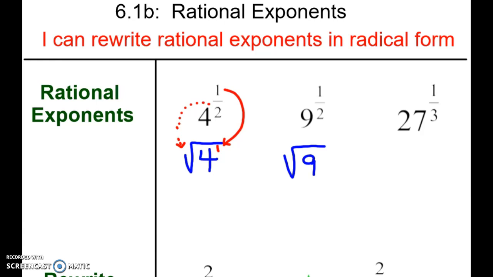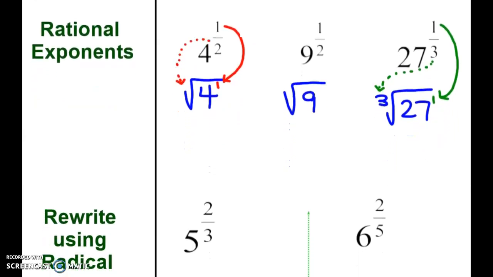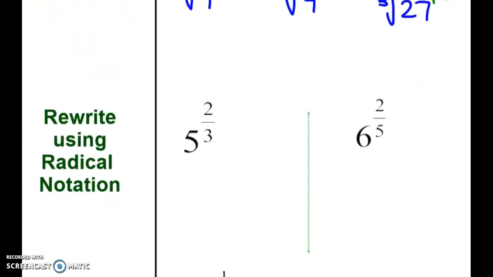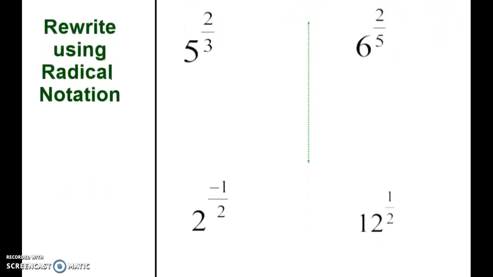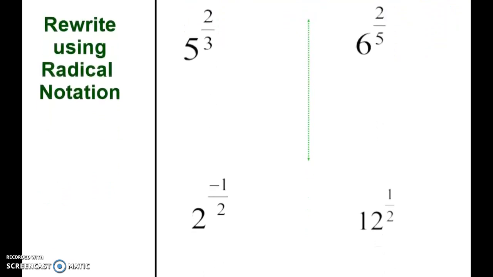27 to the 1/3, well then that would be the cube root of 27 because that bottom number, 3, went here. And this 27 is raised to the first power. So today your goal is to be able to understand how to take something that has an exponent that's a fraction and write it using a radical, and also going in the reverse order.